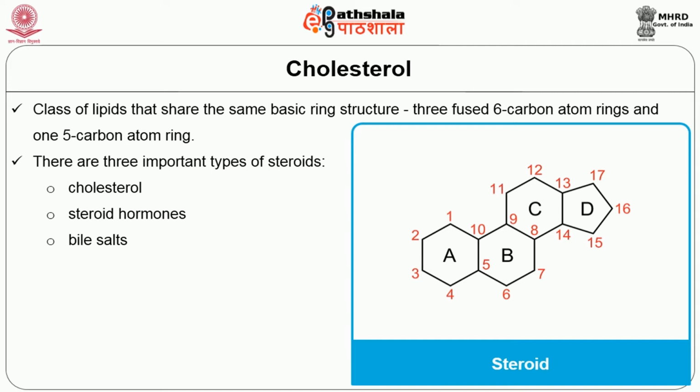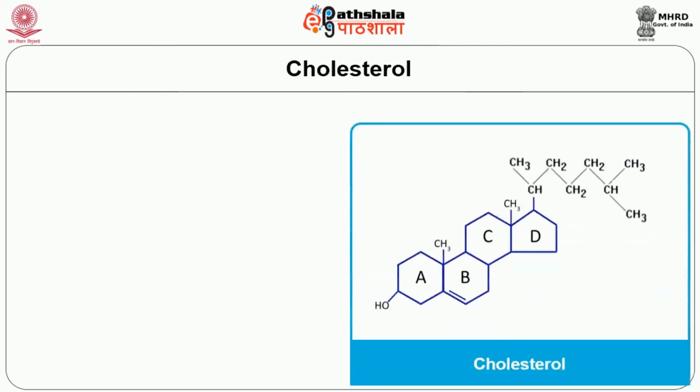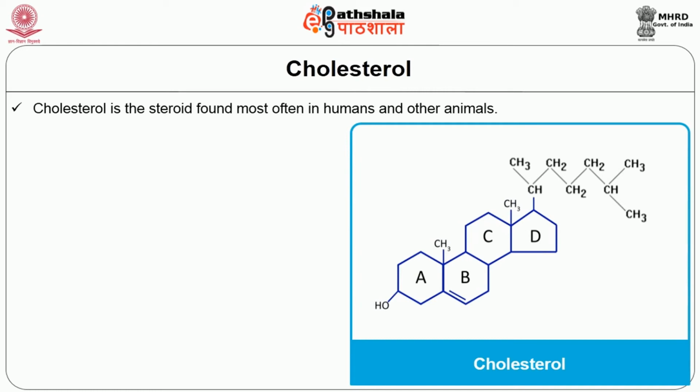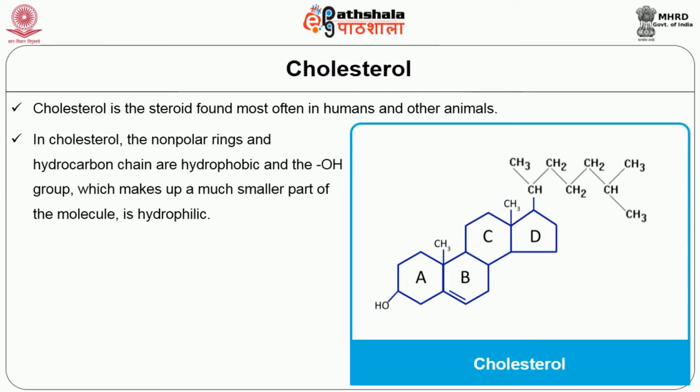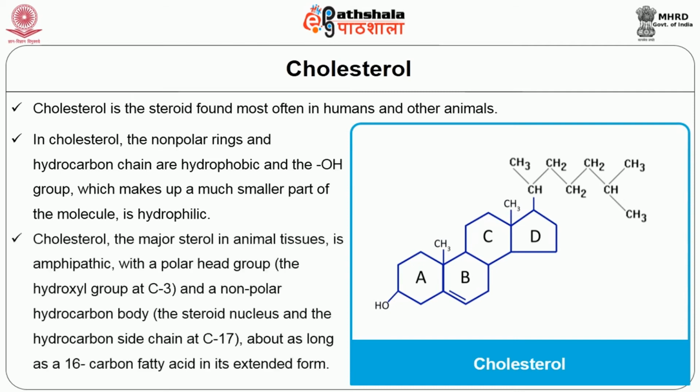There are 3 important types of steroids. One is called cholesterol. The second one are the steroid hormones which are derived from the cholesterol based structures, and the third one are called the bile salts. Cholesterol, as we all know, is another important steroid which is found in most humans and other animals. In cholesterol, the non-polar ring and the hydrocarbon chain are hydrophobic, and the OH groups, which make up a much smaller part of the molecule, give it its hydrophilic nature.